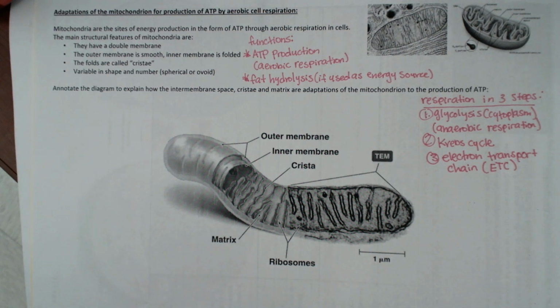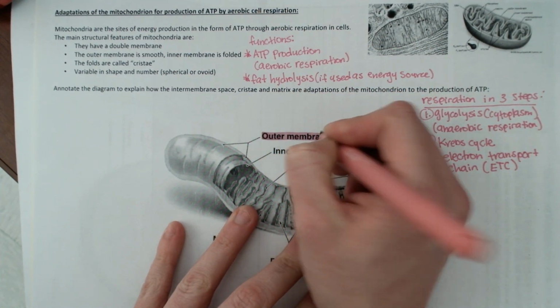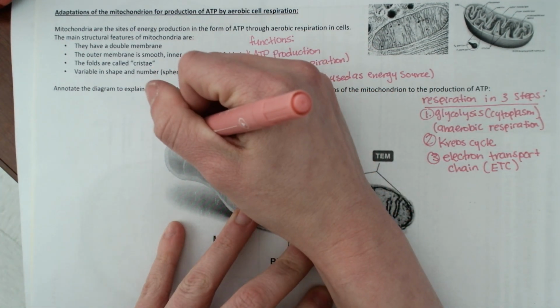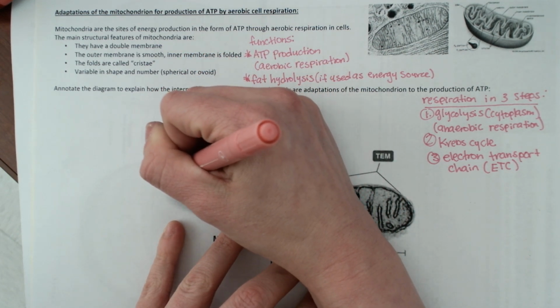Now let's look at the structures that it has to help it do that. So, oh, see, this is one that I should have highlighted ahead of time. I don't remember why I didn't, genuinely. So you first have, I guess we'll use this one, your outer membrane, which is just the outer layer of your mitochondria.